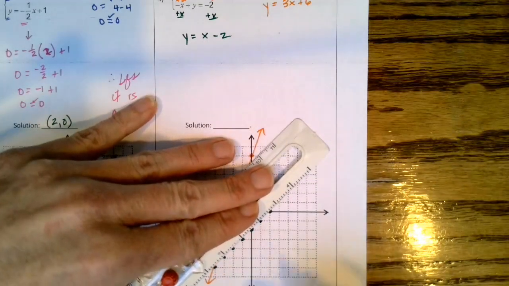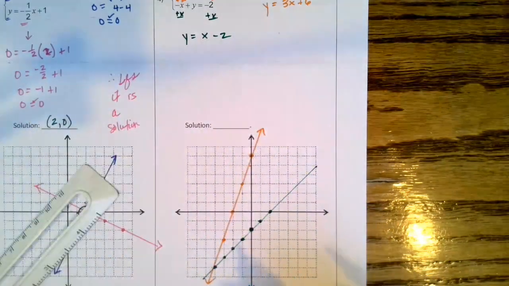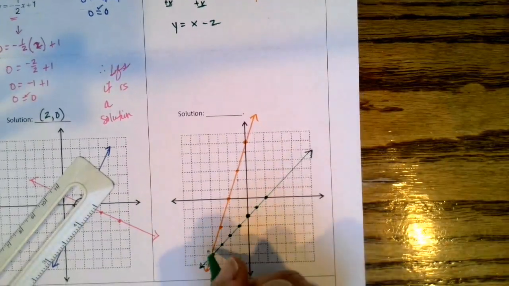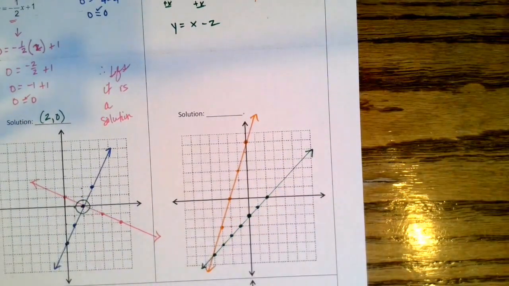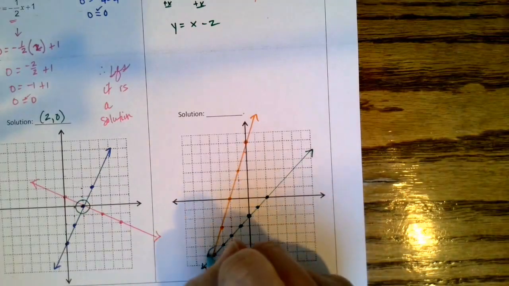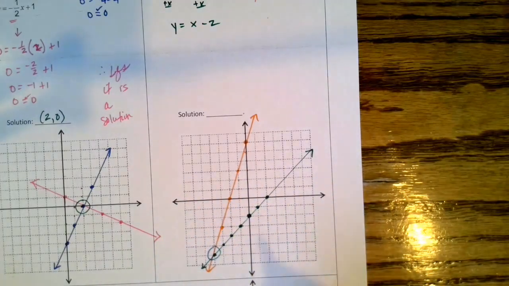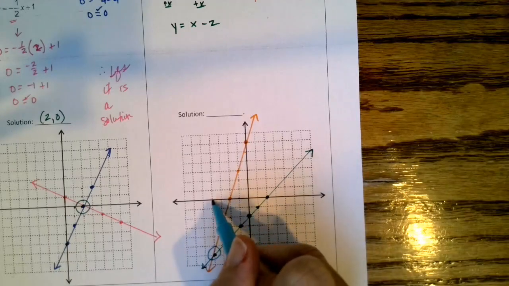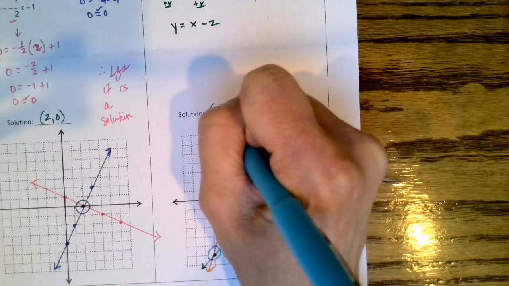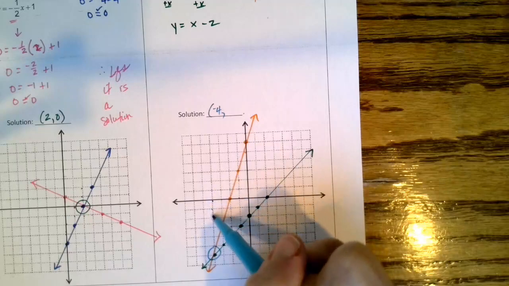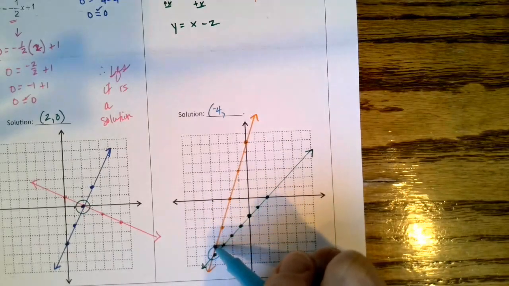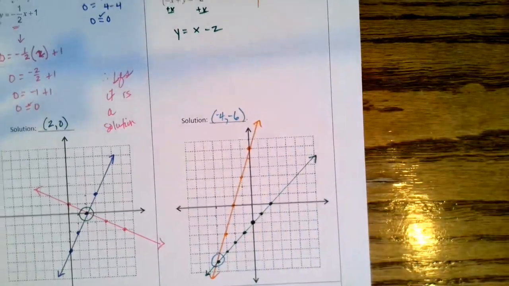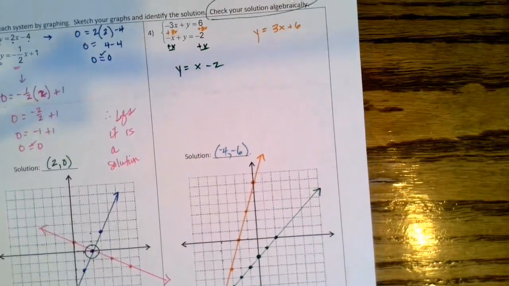So here I have my graph. And it looks like these two lines cross right here. So that looks like over negative 4, down 6. So we can test to see if I did a good job on that.